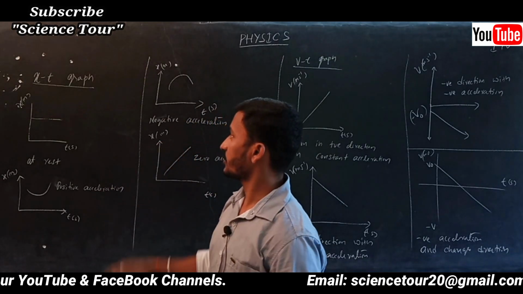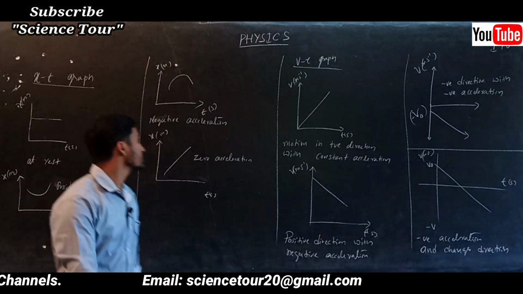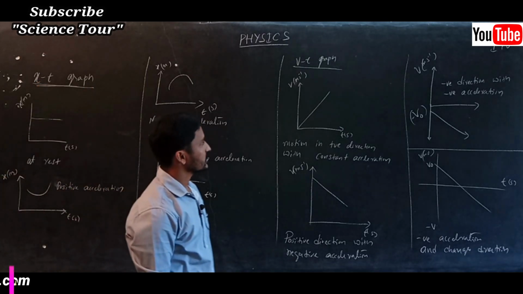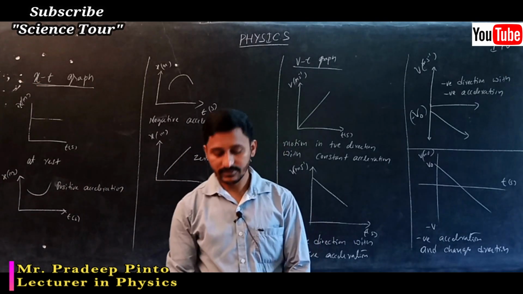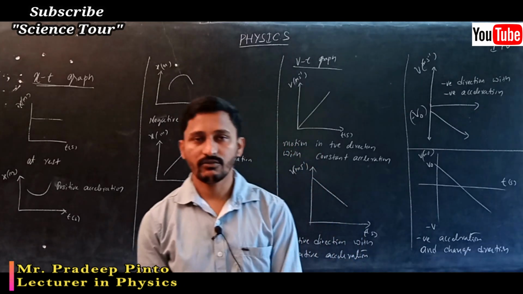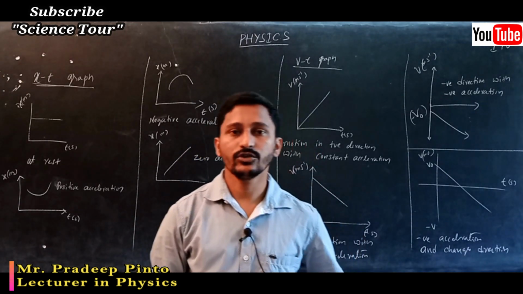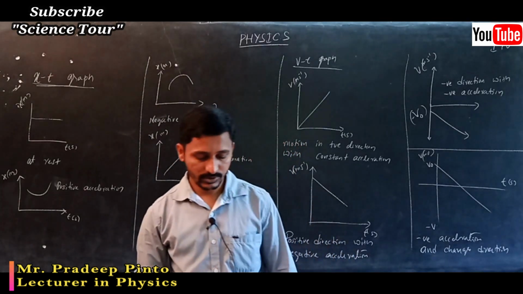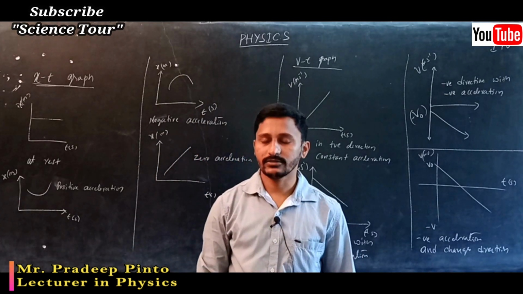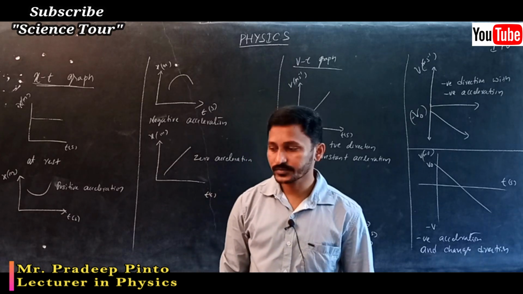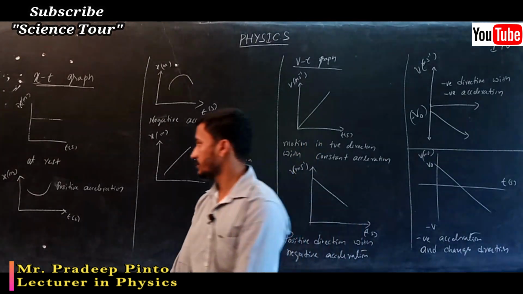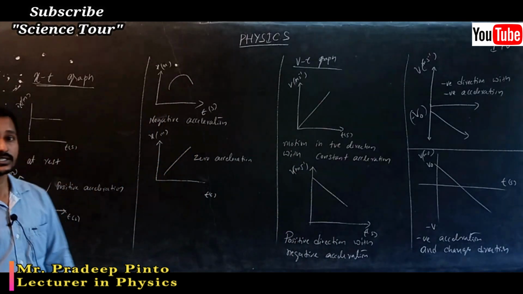First we wrote about the x-t graph, that is the position time graph. After that we wrote the velocity time graph. We have already discussed these in our previous videos. What we have to understand is the different types of position time graph and velocity time graph. Now these are some of the types of graphs I have written again, so we will discuss them in detail.